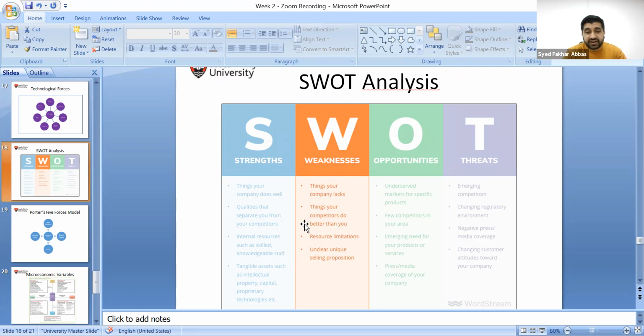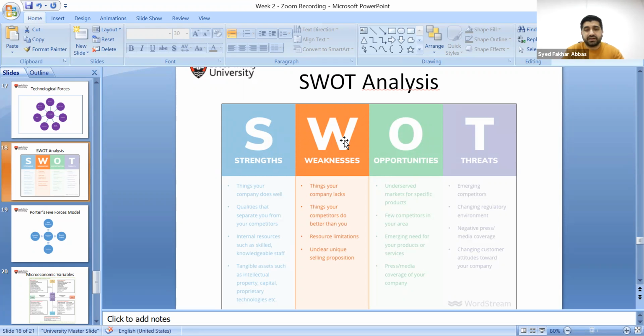Tangible assets such as intellectual property, capital property, and technologies, etc. So these are also strengths of any company. If you have advanced technology, if you have tangible assets, that means you have a very good strength that belongs to that company, and basically it provides the competitive edge over your competitors within that industry.